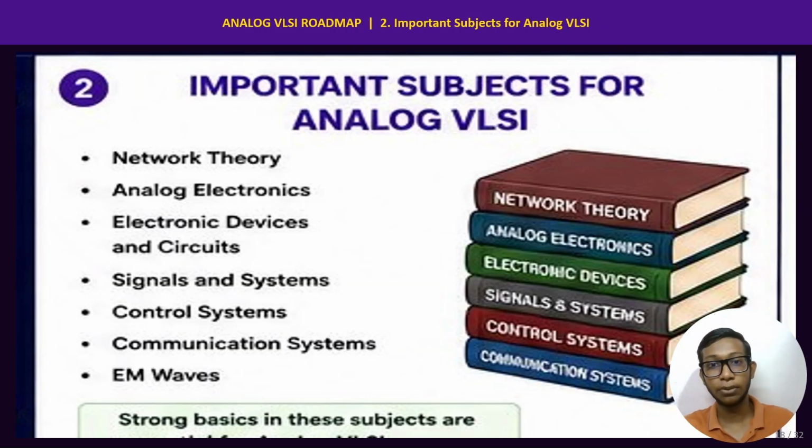While you choose analog VLSI, you should focus on network theory and the basic subjects: analog electronics. Coming in order: network theory, electronic devices and circuits, signals and systems, control systems. You should focus better on analog electronics and electronic devices and circuits, and after that a little bit of communication systems and a little bit of EM waves, right?